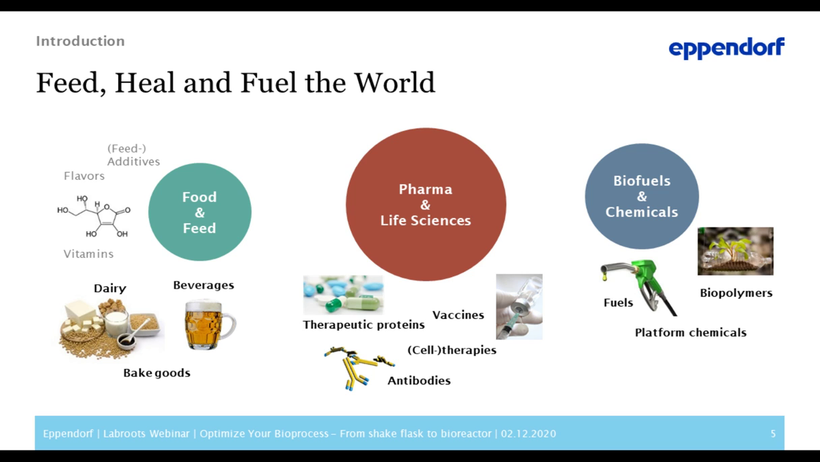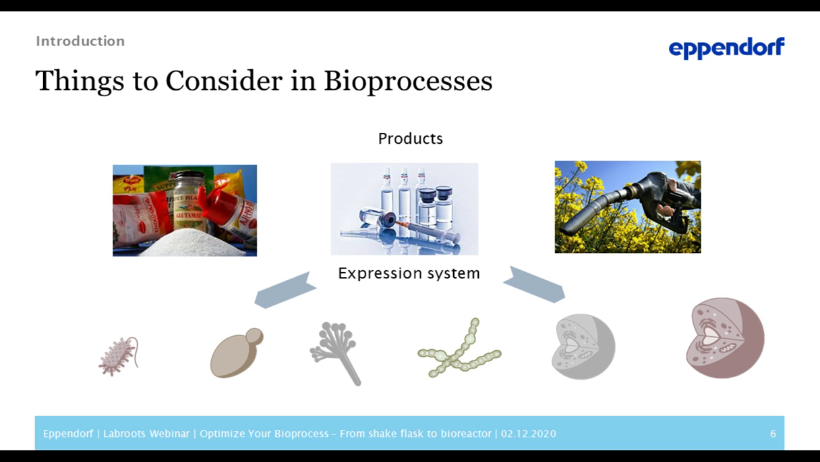Last but not least, important to mention, bioprocessing also helps in saving our environment. Sustainable technologies, for instance, the generation of biodegradable plastics and alternative fuels, are generated with the help of cells. With this, bioprocessing is an important tool in industrial biotechnology. So, as the title says, it helps to feed, heal, and fuel the world.